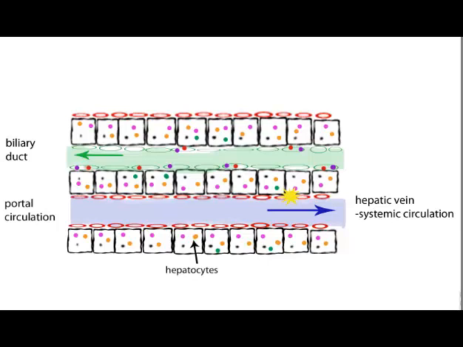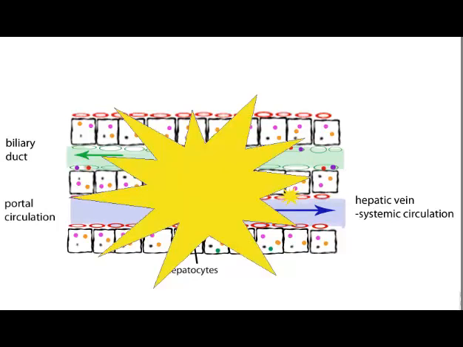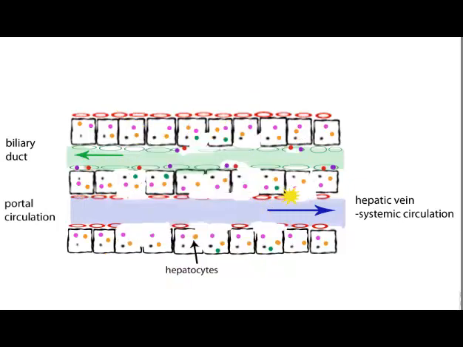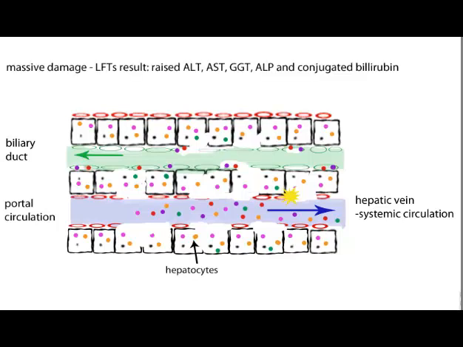Any massive acute trauma to the liver will affect both the hepatocytes and the bile canaliculi, as well as chronic liver failure, where fibrosis and continued damage within the liver is not limited only to the hepatocytes or the bile canaliculi. Both will be affected, producing a picture of raised ALT, raised AST, raised alk phos, raised gamma GT, and also a high conjugated bilirubin.